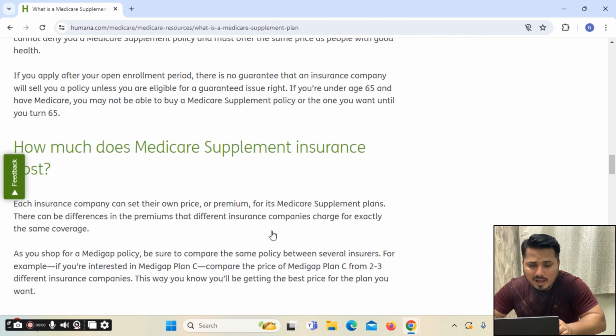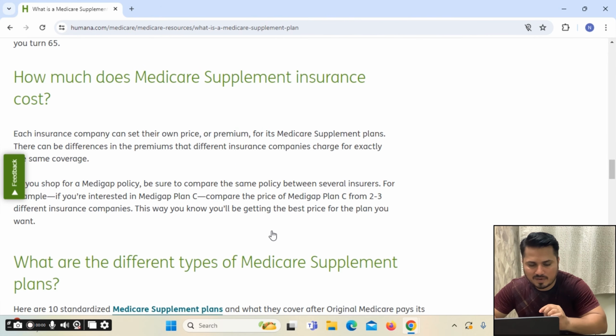If you apply after your open enrollment period, there is no guarantee that an insurance company will sell you a policy unless you are eligible for a guaranteed issue right. If you are under the age of 65 and have Medicare, you may not be able to buy a Medicare supplement policy, or the one you want, until you turn 65.